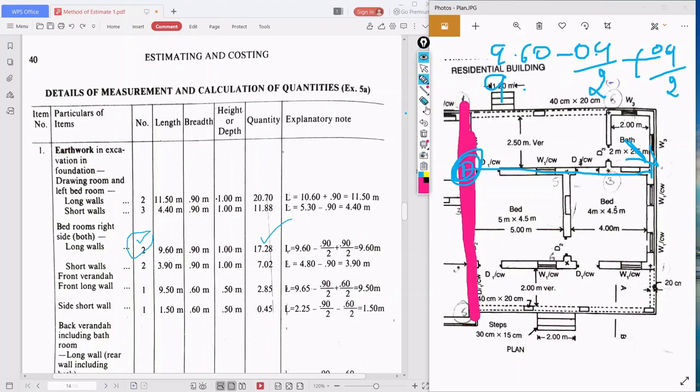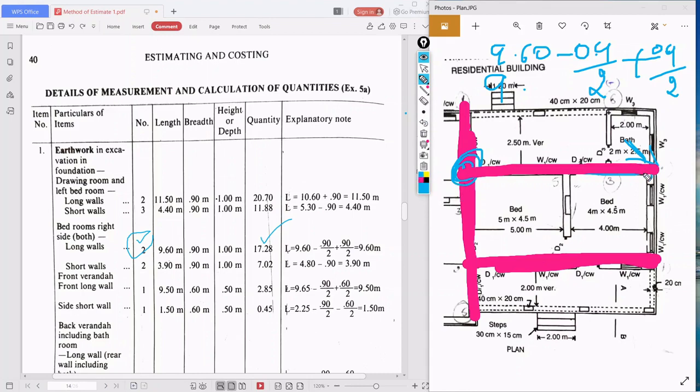So what all have we excavated here? This is excavated, this is excavated, and this is also excavated. This is the long wall. So then what do we need to excavate? We need to excavate for the short wall.